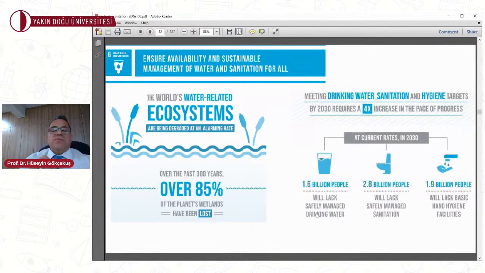Another current issue, meeting drinking water, sanitation, and hygiene targets by 2030 requires a 4-time increase in the pace of progress. At current rates in 2030, 1.6 billion people will lack safely managed drinking water, 2.8 billion people will lack safely managed sanitation, and 1.9 billion people will lack basic hand hygiene facilities.